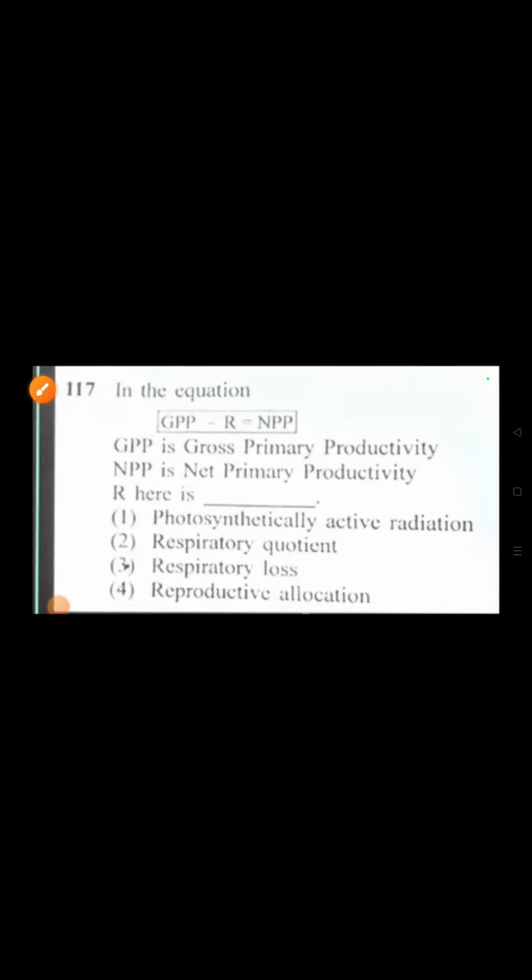In the equation GPP minus R equals NPP, GPP refers to gross primary productivity. NPP is net primary productivity. So what is R? R is respiratory loss. How much loss has happened in respiration is represented here. So correct option will be third.